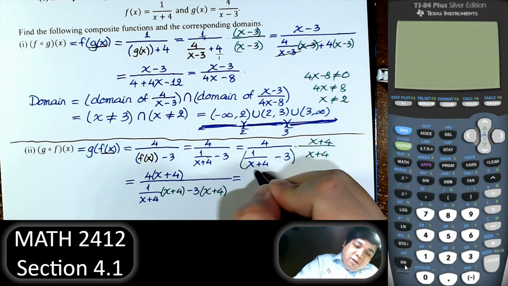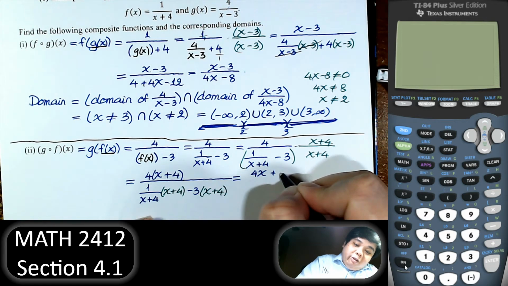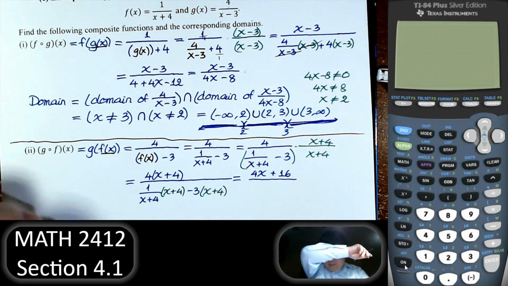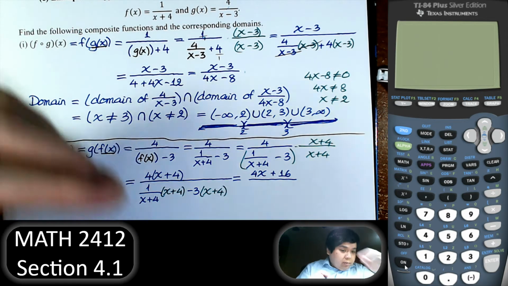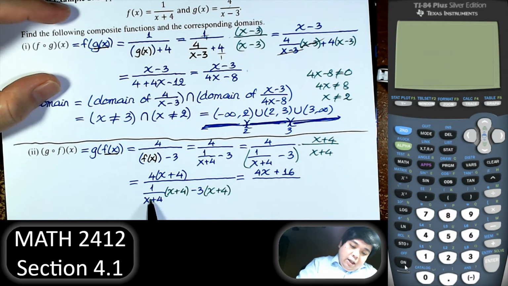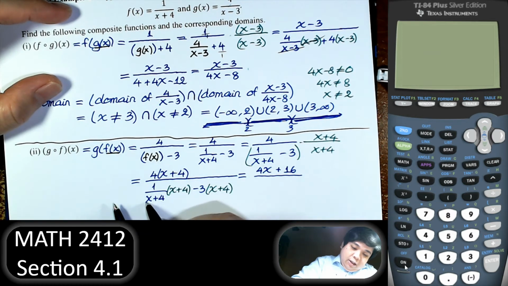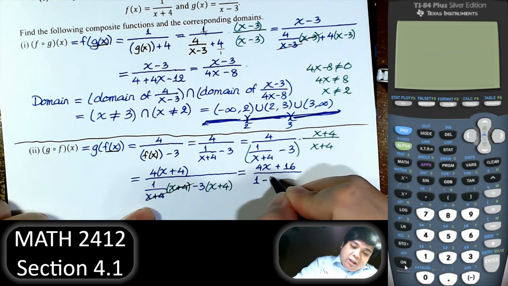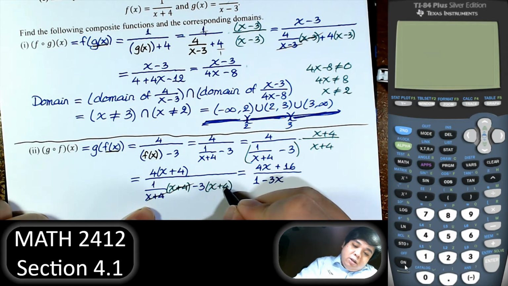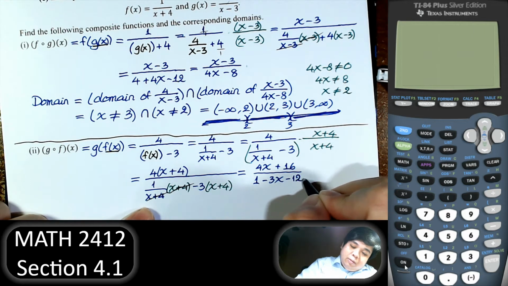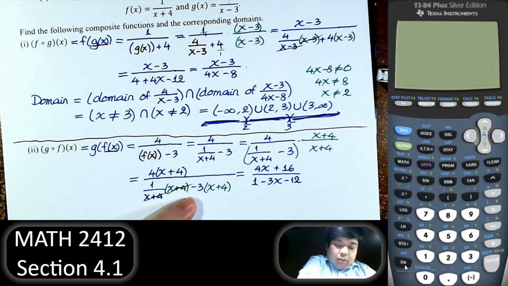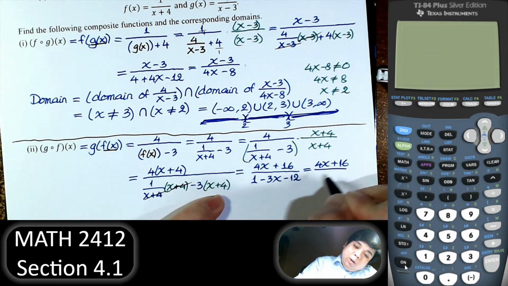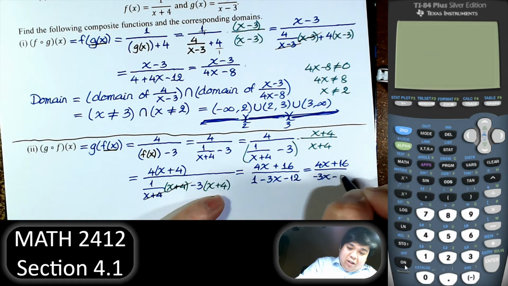Yeah, we can just multiply the top. It doesn't matter. 4x plus 16. And then at the bottom, this cancels out. And we have 1 minus 3x minus 12. So we have 4x plus 16 over negative 3x minus 11.